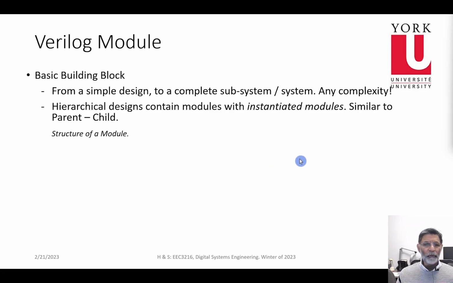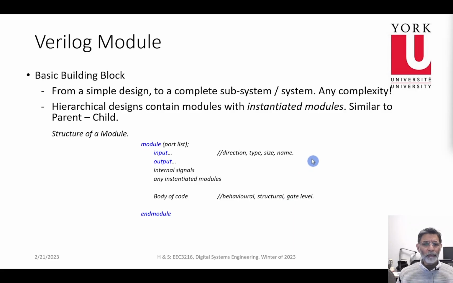This is what the structure of a module is like. You have these words in blue, which are the Verilog keywords. You have a module, and for every module you have to have an endmodule at the end, indicating that that's where the code finishes. If it's a really large module, you can put a comment at the end saying that's the end of a certain module. Then you will have a port list.